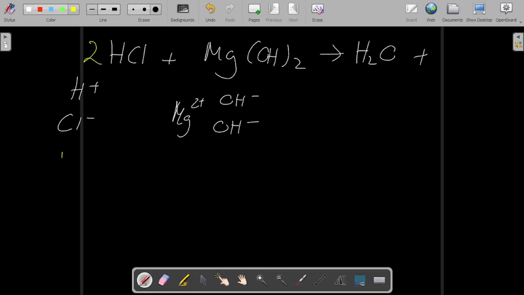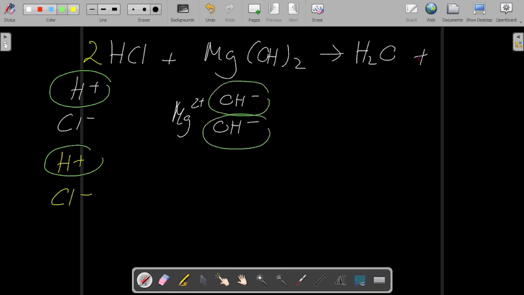And if I do that, then I'll have enough hydrogens to make everybody happy. This and this will combine with this and this, and we'll make two waters. Now I have two chloride ions and a magnesium ion. The charges work out perfectly.